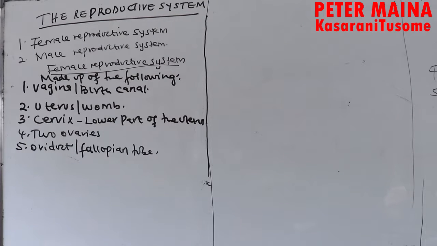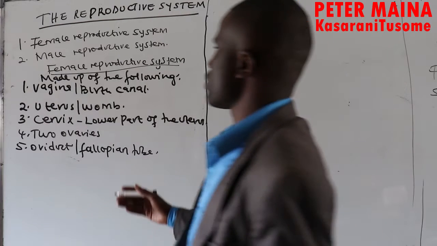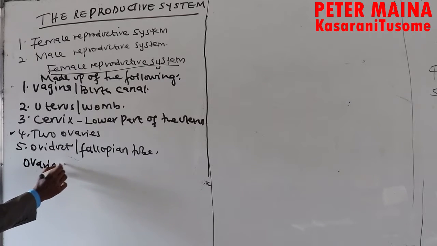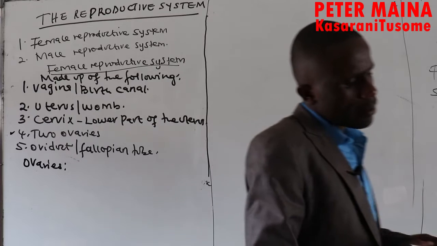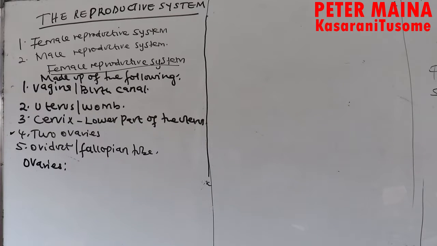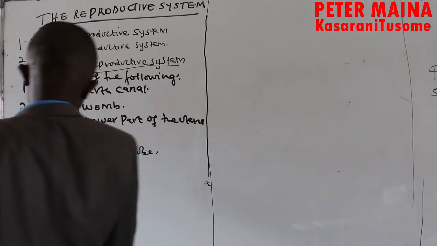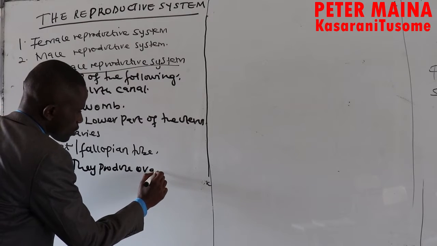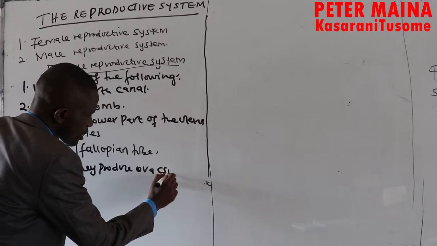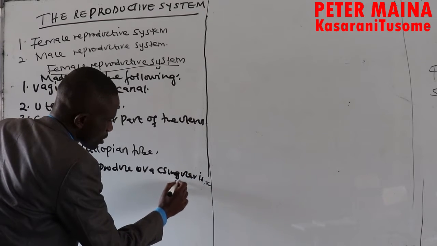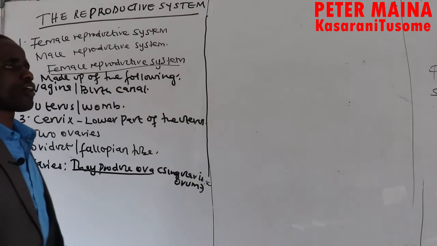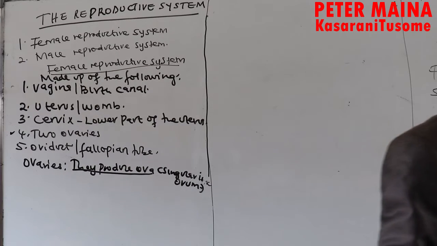Those are the 5 components of the female reproductive system. Let's start with the ovaries and discuss them. They produce the ova. Ova is plural; singular is ovum. So that's the function of the ovaries: they produce the ovum.